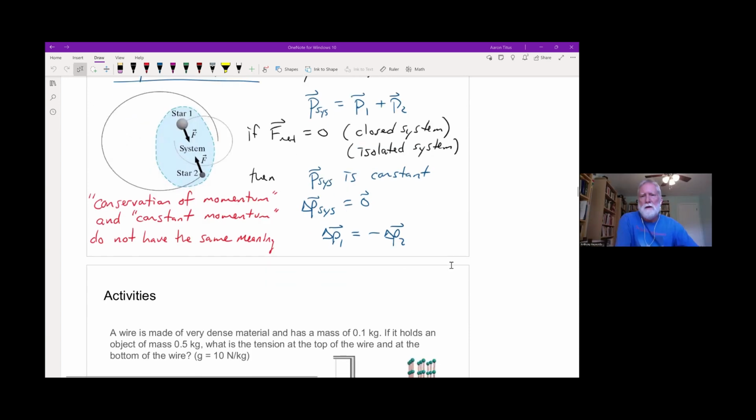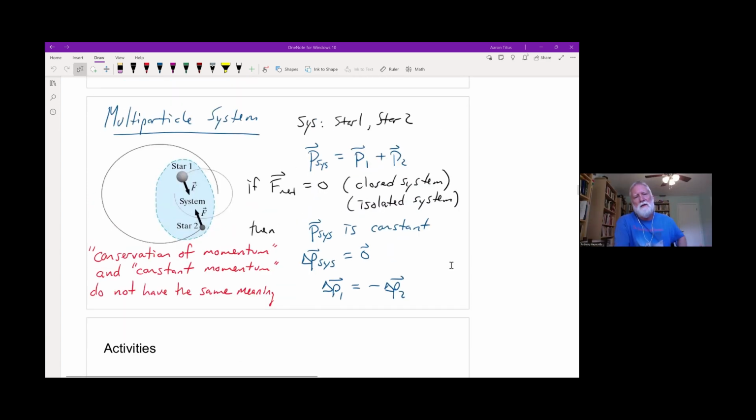Question. So could you say here that the fact that the momentum is constant is a consequence of momentum conservation? Yes, I think so. Joe, what do you think?